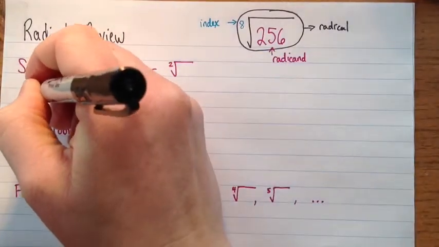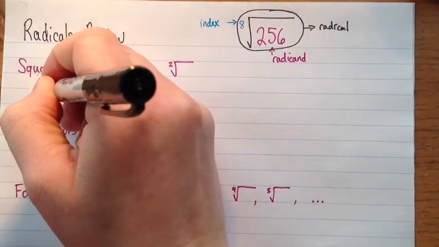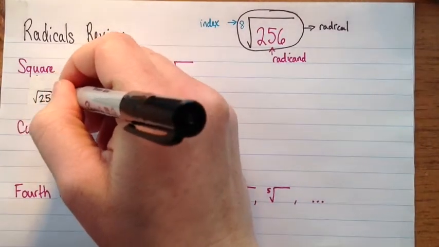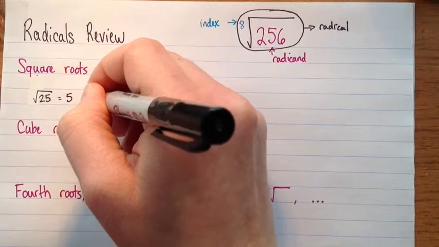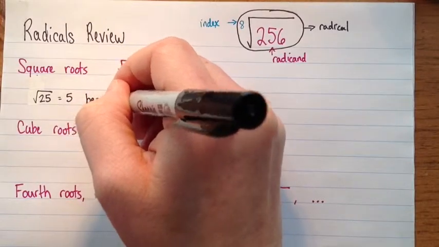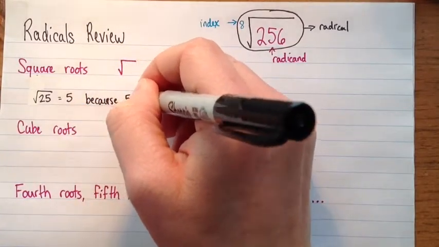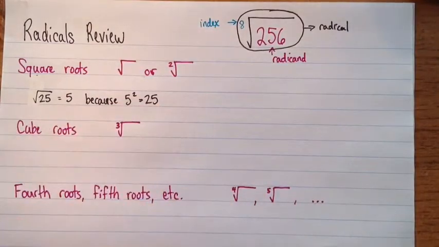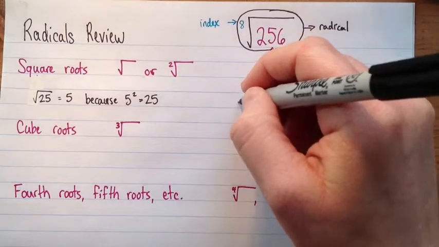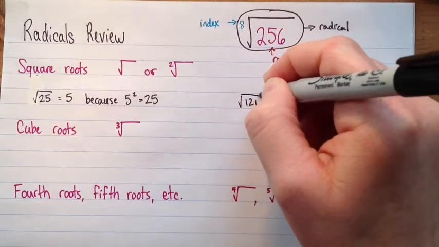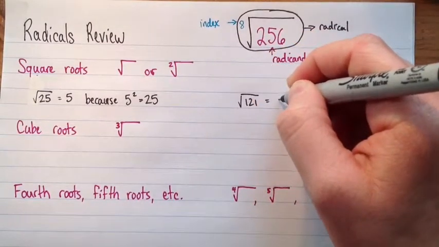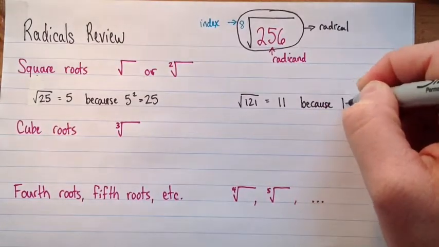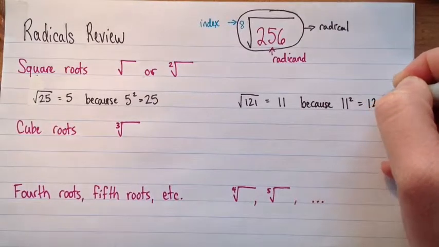Okay, so the square root of 25, what's that? And you say to yourself, well, what times what equals 25? And it's 5. So it's 5 because 5 squared equals 25. And square rooting is the opposite operation of squaring. Or, for example, square root of 121. What times what equals 121? That's 11. That's 11 because 11 squared equals 121.